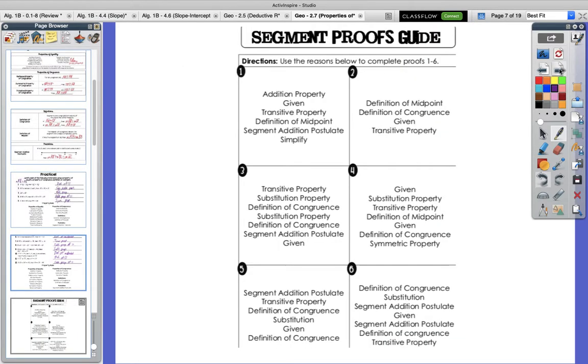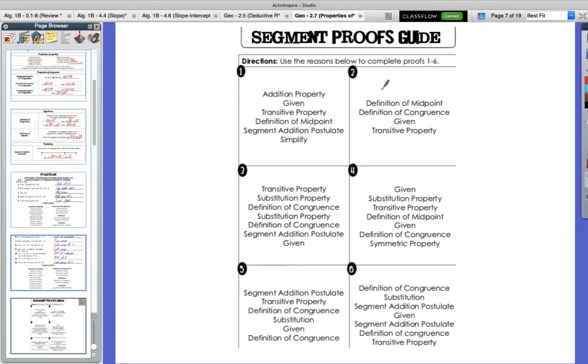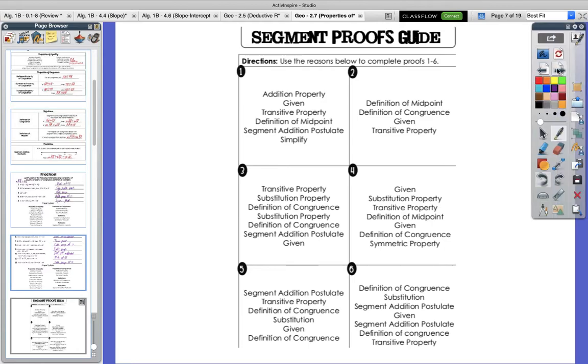Continuing on. Here's the segment proofs guide. It's in your packet as well. It's copied twice, but it's really just the same thing both times. It's just twice on there to fill up the whole page, I suppose. And so box 1 will correlate with number 1 that we're about to do. 2 will correlate with 2, 3 with 3, so on and so forth. So let's look at number 1 here.